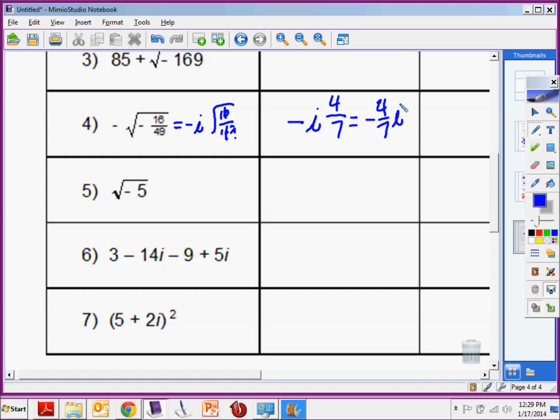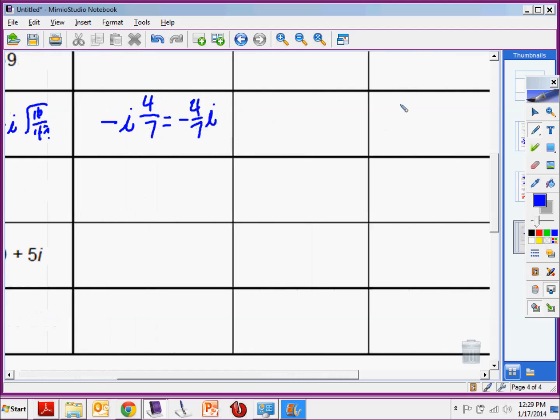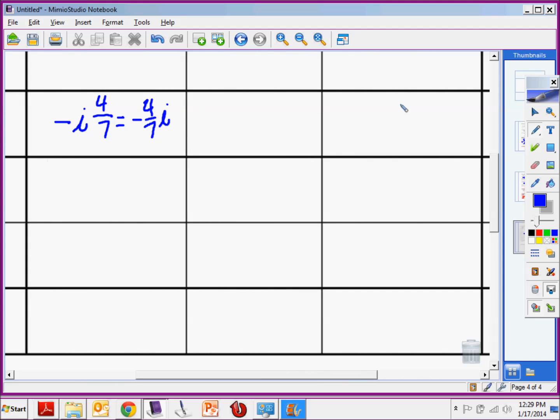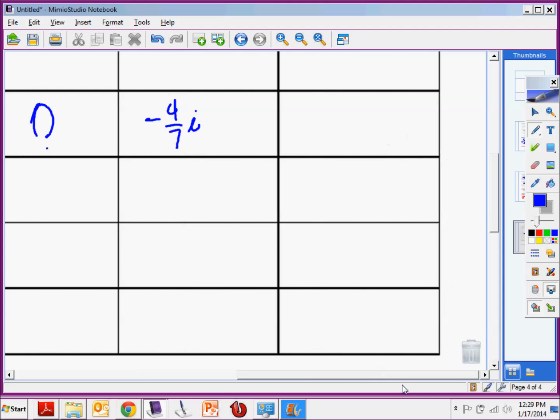So what's my real part? 0. What's my imaginary part? Negative 4 over 7. And what's my constant? 4 over 7. On simplify, it's just negative 56.